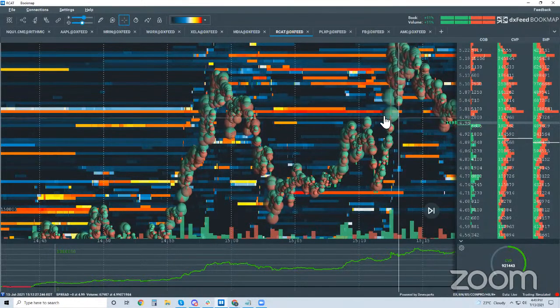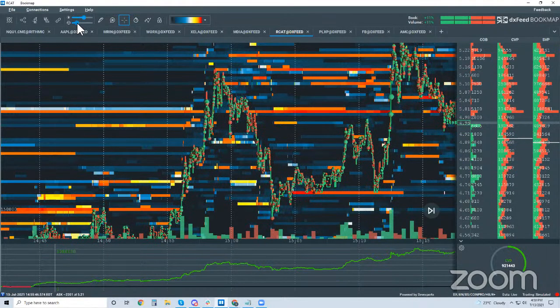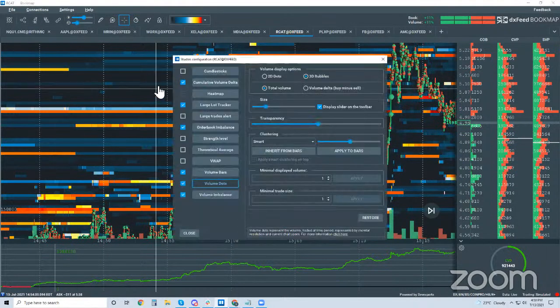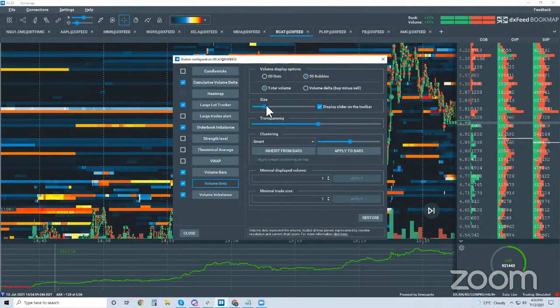All right, so anyway, that's the total volume. Now that little slider is right here on the chart. You can also see the size here. It's the same slider. Basically, it's just on the chart.